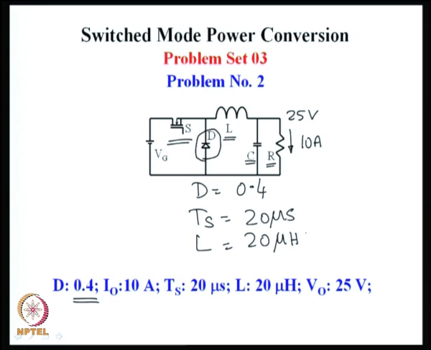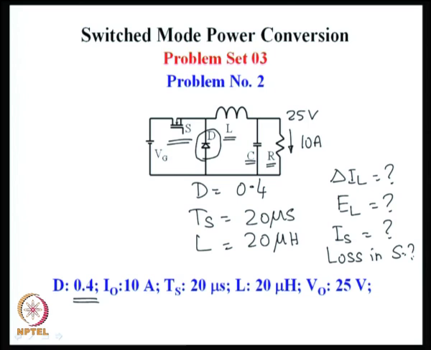So, we would like to find out in this particular converter the ripple current on the inductor, delta IL, and the peak stored energy in the inductor. Then we would like to find out what kind of current will be flowing through the switch, and finally the loss in the switch. Let us say these are the quantities we wish to find out.